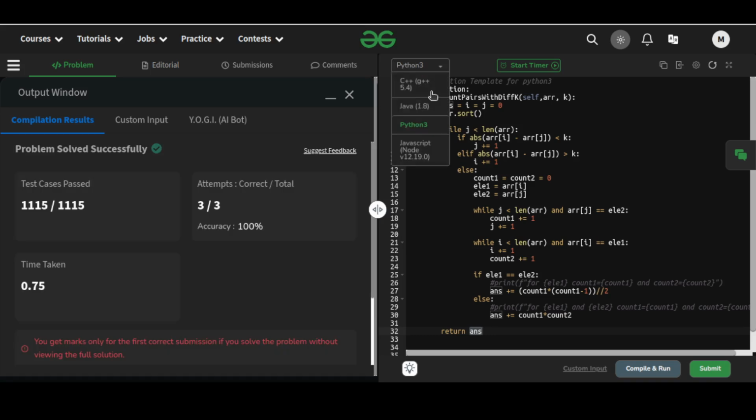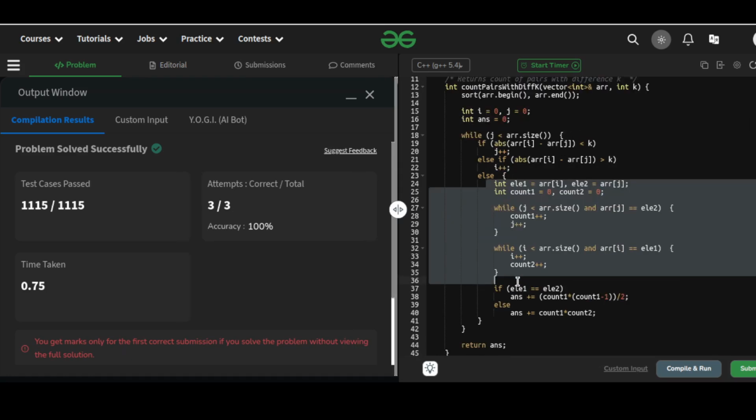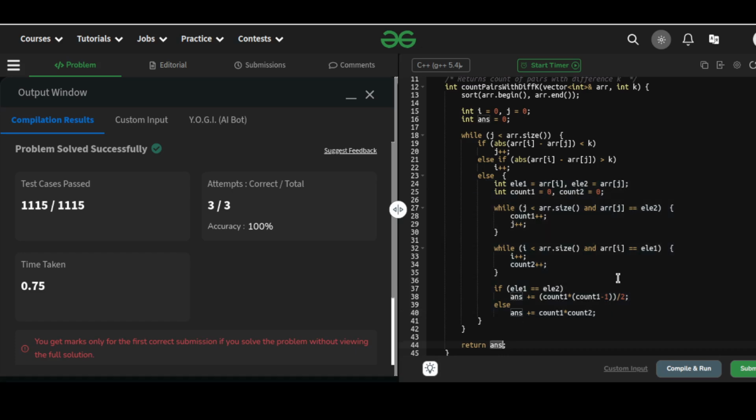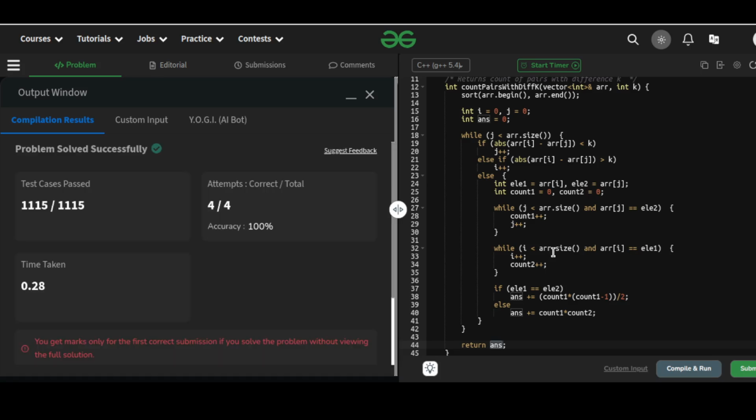Now let us look at the C++ implementation. So the C++ implementation is also the same, folks. Over here we are sorting the array, and then we are iterating on the elements of the array. If the absolute difference is less than k, then increase j by 1. If the absolute difference is greater than k, then let us increase i by 1. And if the absolute difference is equal to k, then let us count the number of pairs, and towards the end, let us return answer. So that's the C++ implementation, folks. Now let us submit our solution. So our C++ implementation also got accepted.